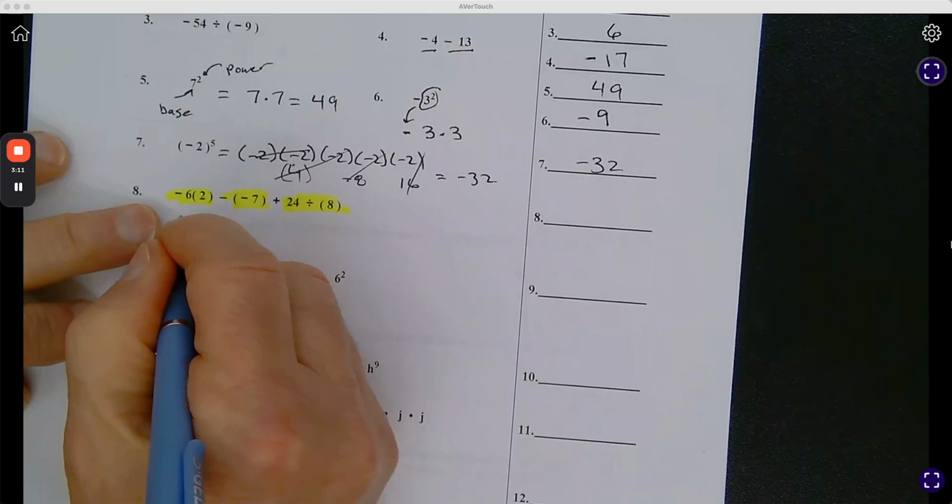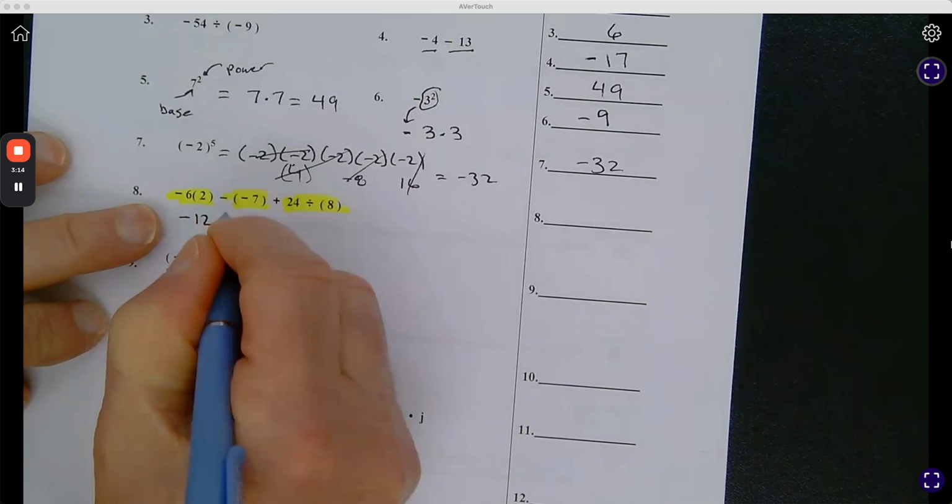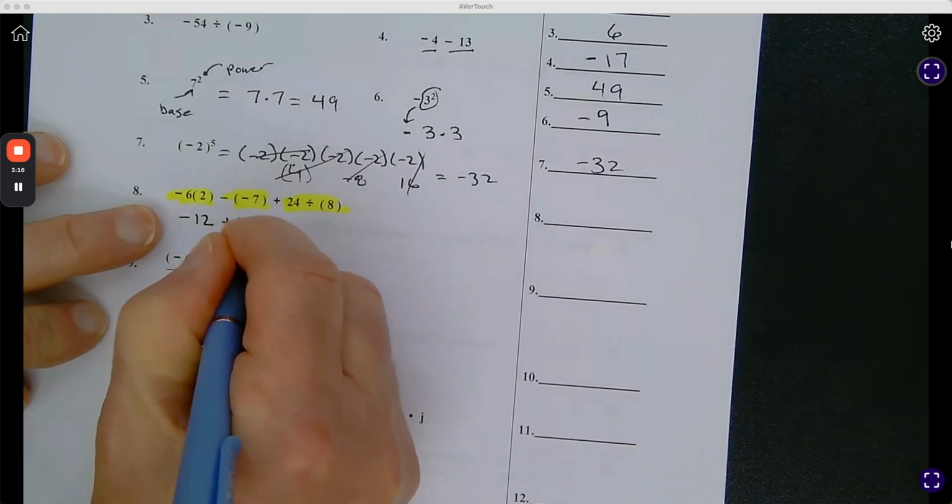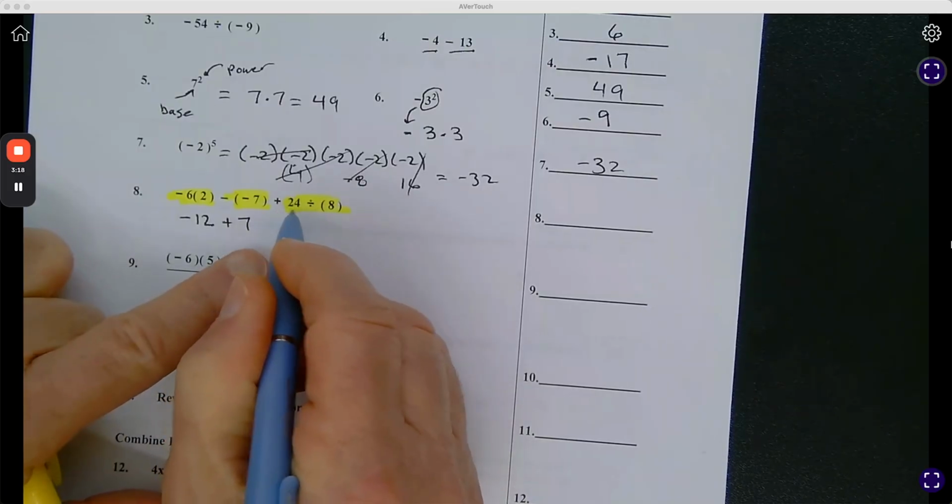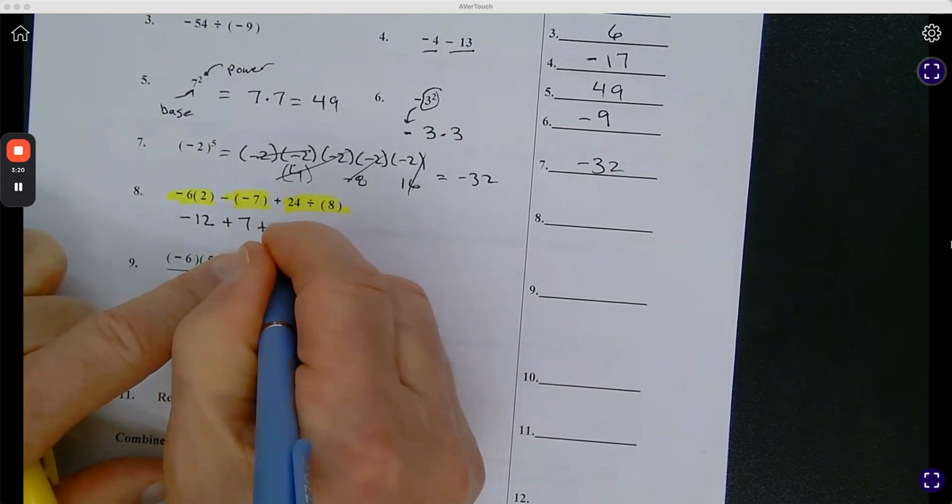Negative 6 times 2 is negative 12. Minus minus makes a plus, and now I got 24 divided by 8. That's a positive 3.